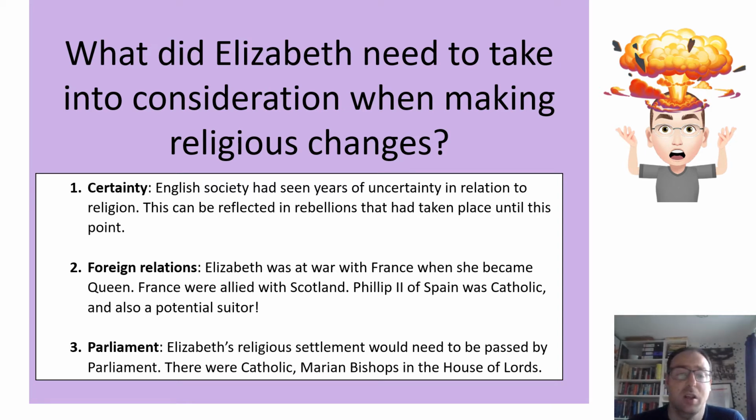And she has to consider Parliament, because if she's going to make religious changes, this is going to have to be passed by Parliament. We see the precedent set for that with the 7-year Parliament under Henry VIII. And there were plenty of Catholics in the Parliament, in particular the Marian bishops in the House of Lords. By Marian, we mean these are bishops appointed by Mary. So you've got Catholic bishops, a really strong force within the House of Lords. So these are again things that Elizabeth has to consider.